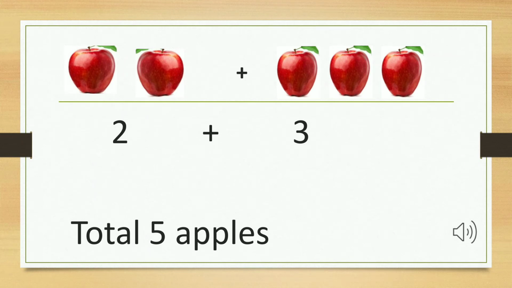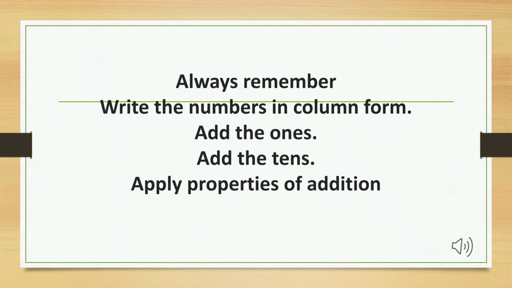When you have two apples and you get three more apples, then how many apples do you have? When you keep them together, then you will have 5 apples. While doing an addition sum, you must follow the steps. Write the given numbers in column form, then add the ones value first, and then add the tens value and apply the addition properties. So now let's learn about them.